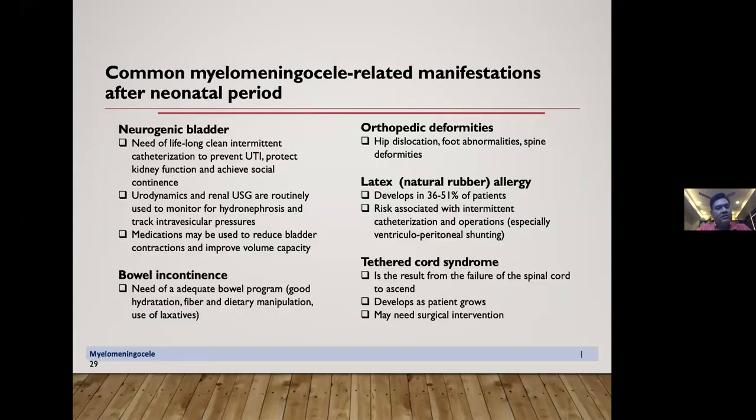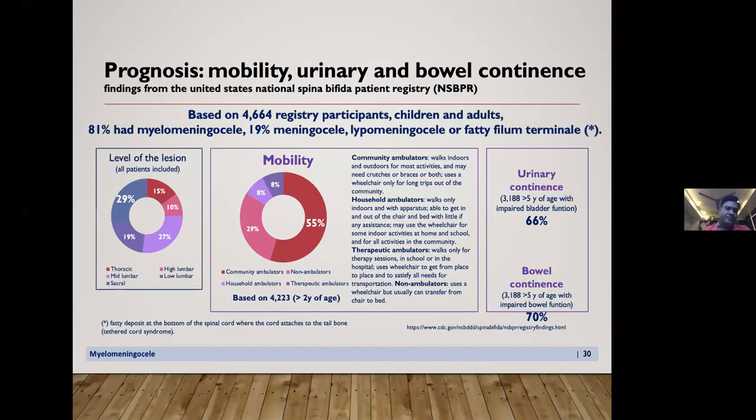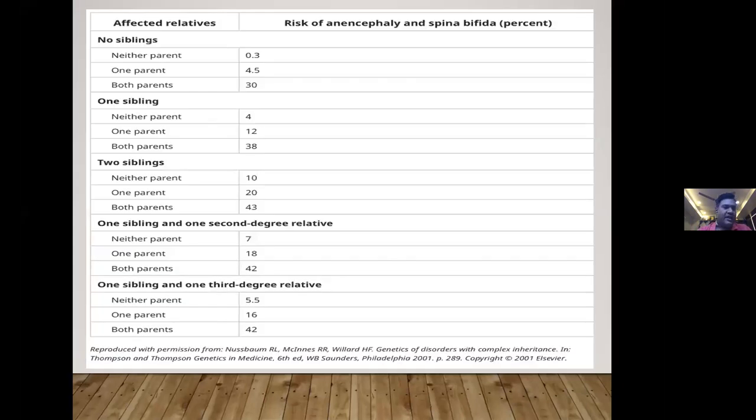We already discussed the common problems they may face: neurogenic bladder, bowel incontinence, orthopedic deformities, latex allergies, and tethered cord syndrome. So overall, urinary incontinence is seen in almost more than 50% of these children when they are around 5 years of age, and bowel incontinence is seen in almost three-fourths of these children. These two disabilities are very important as far as neural tube defects are concerned. And this was a large registry-based data from the US containing almost 5,000 children. This is the inheritance, what you can counsel the parents if they already have a kid with a neural tube defect. I think I'll not go into detail.